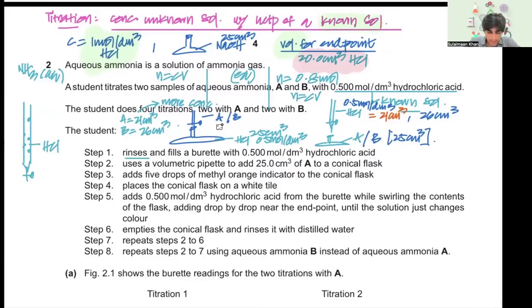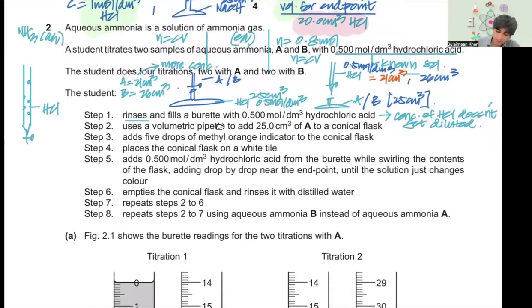So he rinses and fills up the burette with 0.5 mole per dm cube of hydrochloric acid. Now we know why he rinses it with hydrochloric acid: to ensure that the concentration of HCl does not get diluted. Now it says use a volumetric pipette to add 25 cm cube of A to a conical flask. So he's first figuring out A, right? So he took the volumetric pipette and added 25 cm cube of A to the conical flask.